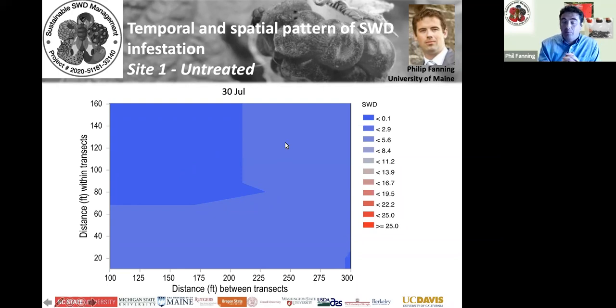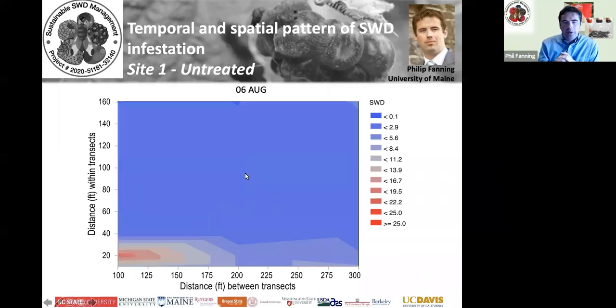So this is our first sample at this site. You can see that for the most part, it's mostly blue. There was really low infestation. There might have been 1 larva in 1 sample. If you move on to the next sampling date on the next slide, you will be able to see that here we started to see more infestation. I should mention this is a completely untreated site. So this site was not treated by insecticides. You can see that red pattern coming up at the edge of the field within the first 40 feet.